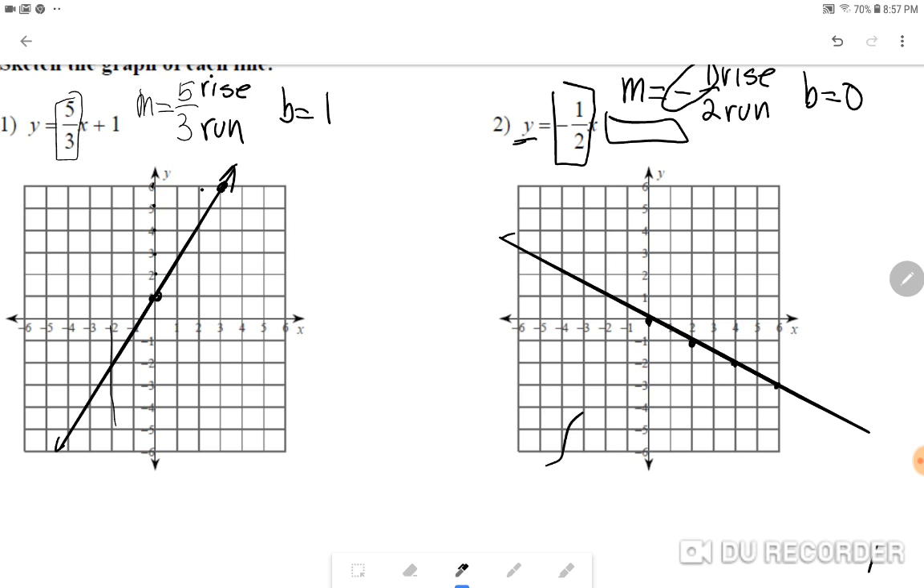So that is your graph. As you can see, if they gave you the y by itself already, it shouldn't be that complicated. Once you find the m and the b, technically you have the graph already.